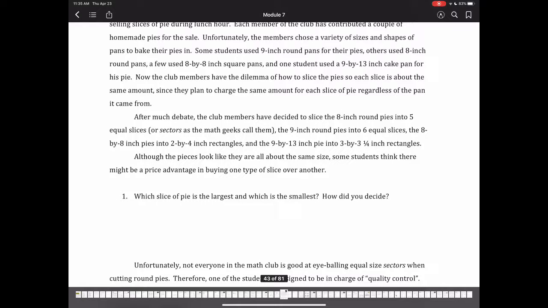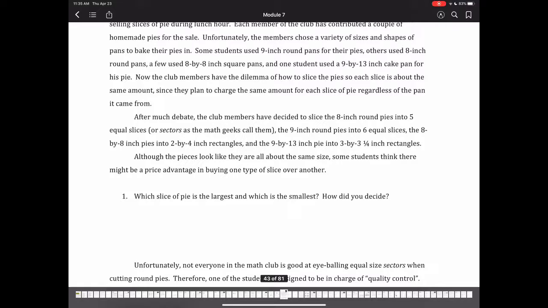Now, the club members have the dilemma of how to slice the pies so that each slice is about the same amount, since they plan to charge the same amount for each slice of pie, regardless of the pan it came from. After much debate, the club members have decided to slice the 8-inch round pie into 5 equal slices, or sectors, as the math geeks like to call them.